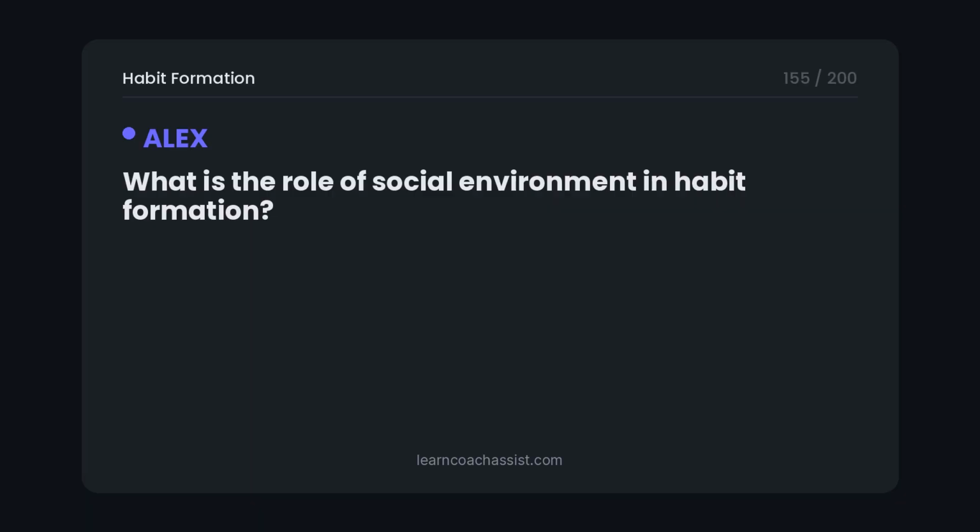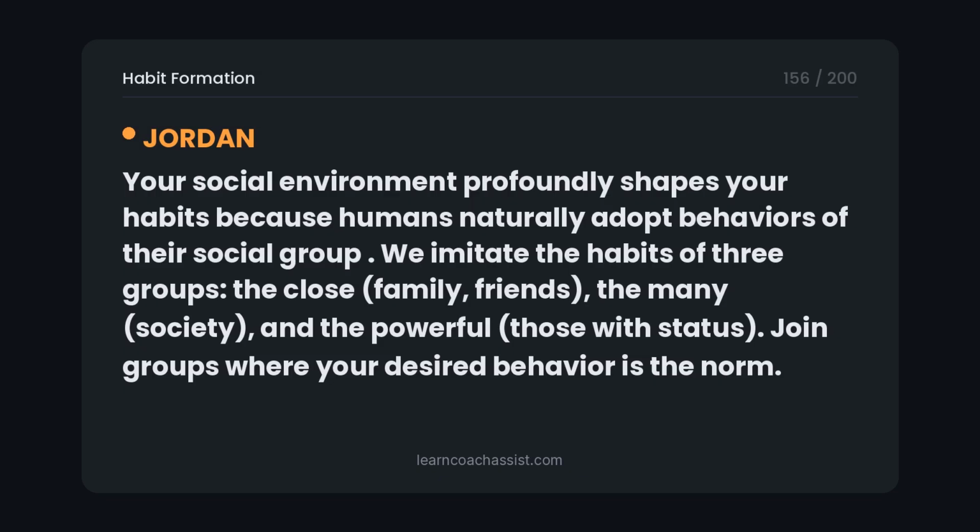What is the role of social environment in habit formation? Your social environment profoundly shapes your habits because humans naturally adopt behaviors of their social group. We imitate the habits of 3 groups: the close (family, friends), the many (society), and the powerful (those with status). Join groups where your desired behavior is the norm.